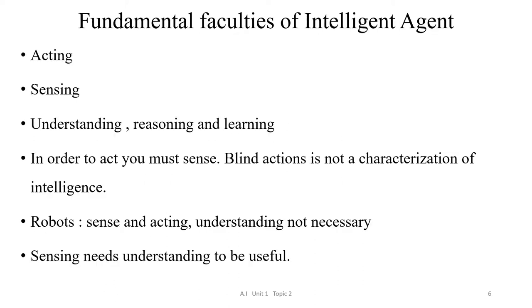Till now, we discussed that every agent has to sense and then act. Apart from them, they also need understanding, reasoning, and learning. In order to act, an agent has to sense first. Blind actions are not categorized as intelligence. Robot agents sense and act. Understanding is not necessary for them, but sensing needs understanding to be useful to become an intelligent agent.